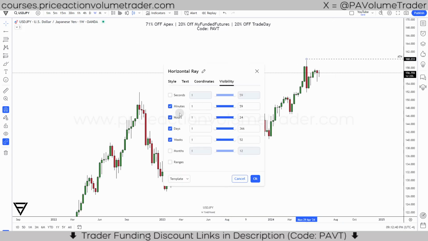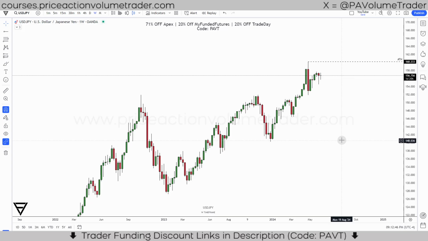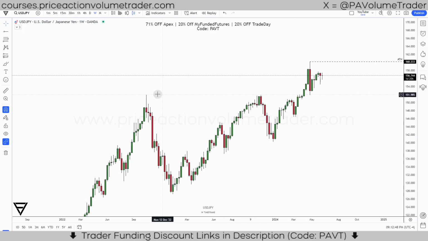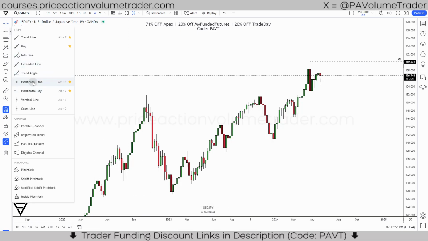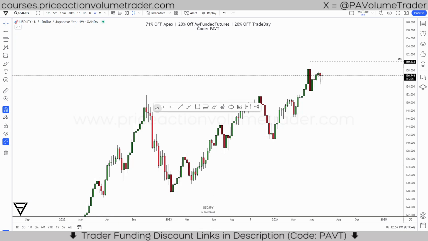I have this to show on every time frame pretty much, from the minutes up to the weekly. And then this definitely is a big level, so I'm going to take my horizontal drawing tool. I also have here, I use this a lot, this is my little toolbar for my most used drawings, but I usually keep it underneath here so you can't really see it there. I'll just put it right there.